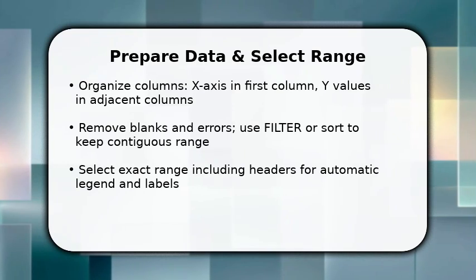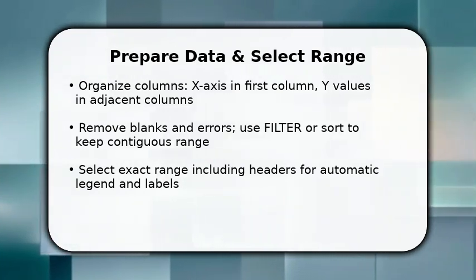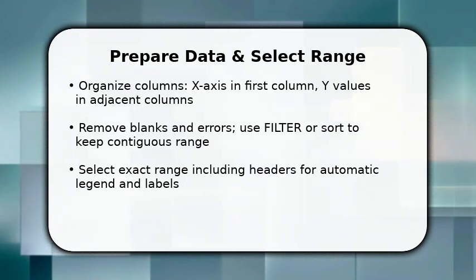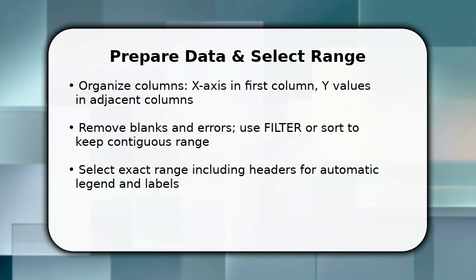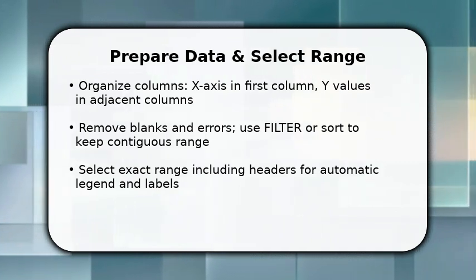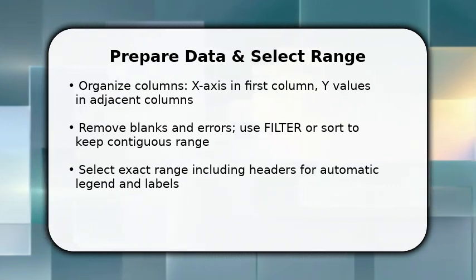You start by preparing a clean data block. Put your independent variable in the left column and dependent values to the right so Excel maps them correctly. Once done, remove blanks or error cells so the chart engine won't misalign points. Use filter or sort to confirm continuity.